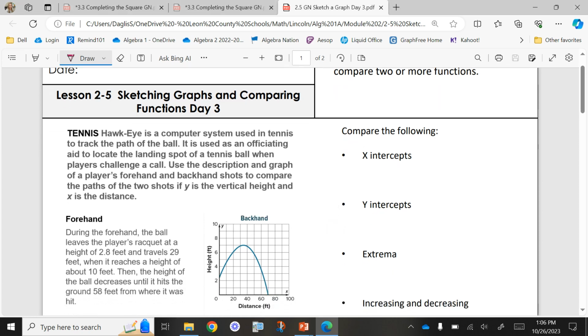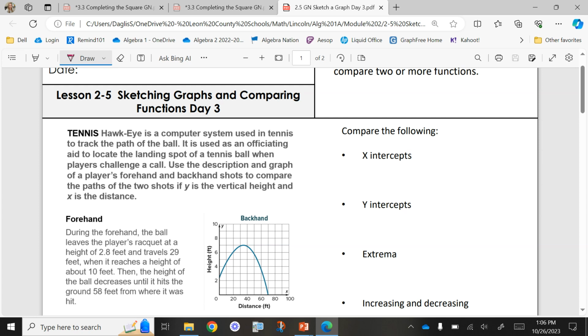Okay, the first one is a tennis problem. Hawkeye is a computer system used in tennis to track the path of a ball. It's used as an officiating aid to locate the landing spot of a tennis ball when players challenge a call. Use the description and graph of a player's forehand and backhand shots to compare the paths of the two shots. If y is the vertical height and x is the distance, okay? It's like how far it went out versus how high it got in the air.